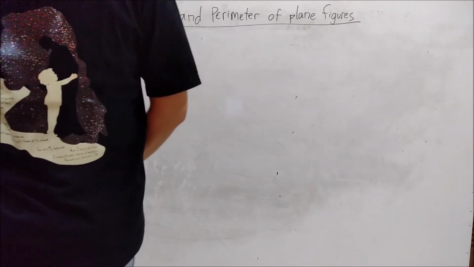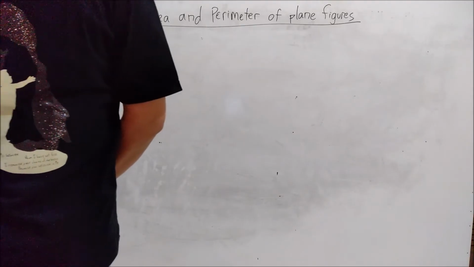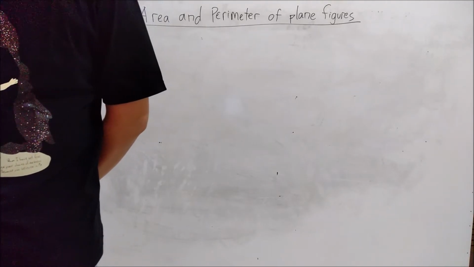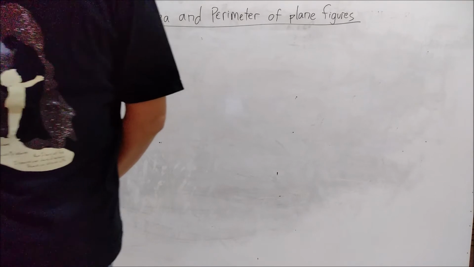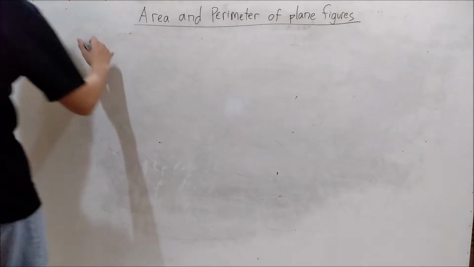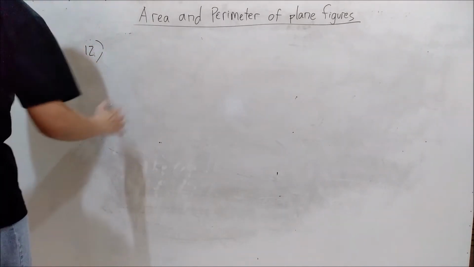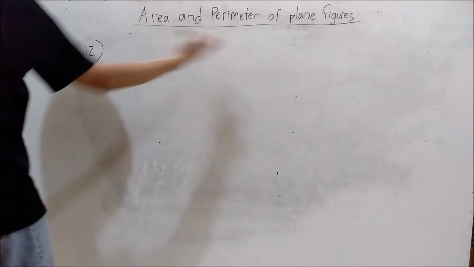One, find the area of the surface of a circular pond that has a diameter of 12 meters. And then the second one, the pond is surrounded by a path of width 2 meters. If it costs $55 per meter square to pave the path with tiles, find the costs incurred. Okay, number 12.